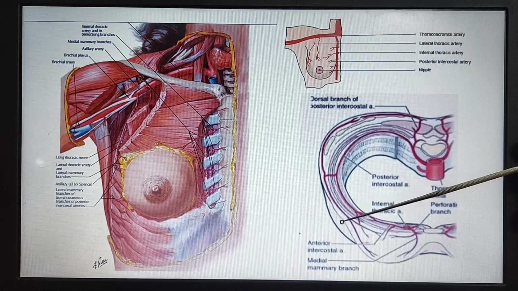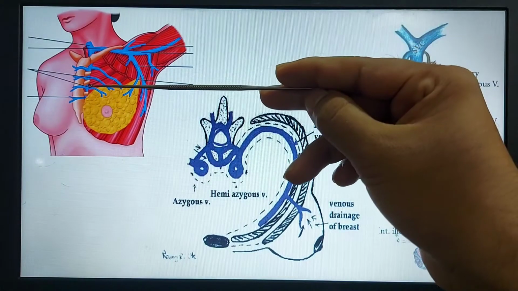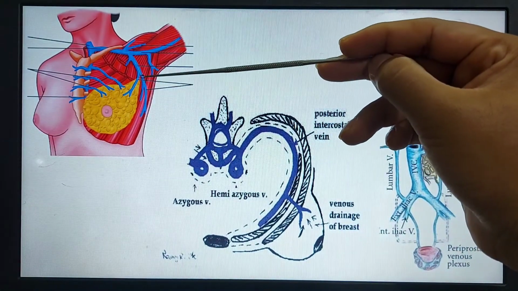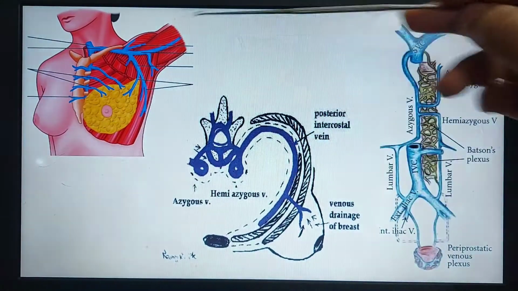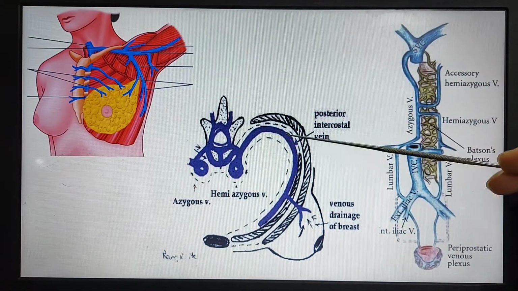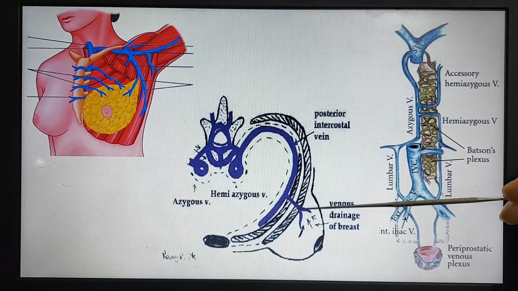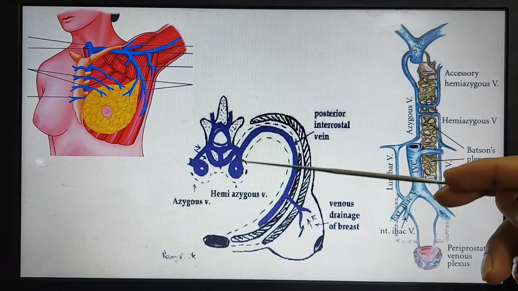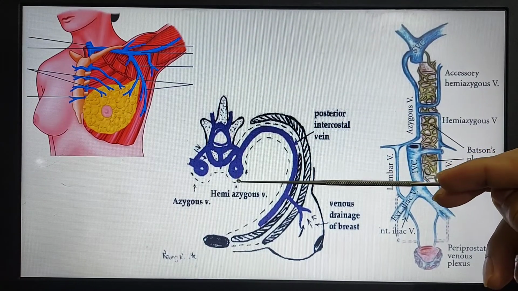For the venous drainage, we see that it is the same as the arterial supply: the internal mammary and the lateral thoracic, and finally the axillary vein. Along with this, there are also the posterior intercostal veins. Here we see the breast and the posterior intercostal vein. They drain the blood into the hemiazygous vein.